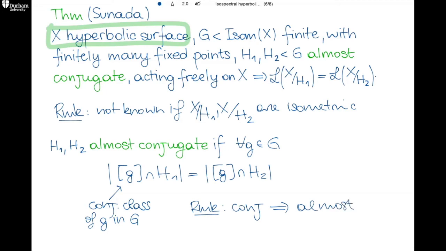But precisely as the question was asking, if I have conjugate subgroups, I'm going to get isometric quotients. So what's important is that there are examples of things that are almost conjugate but not conjugate, and that's going to give you a way to construct isospectral non-isometric surfaces.